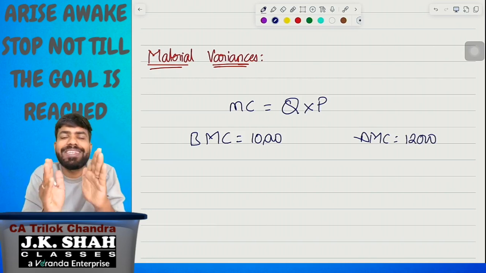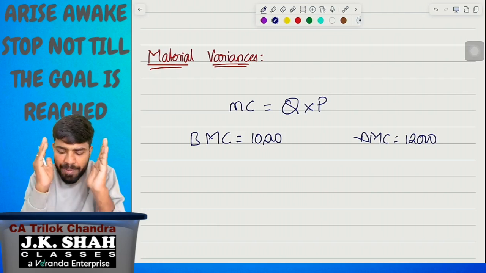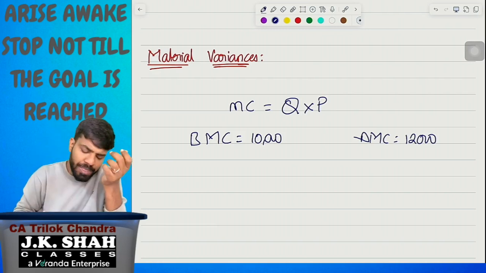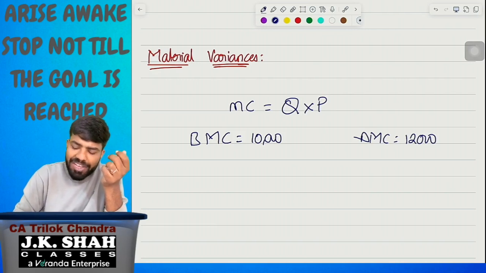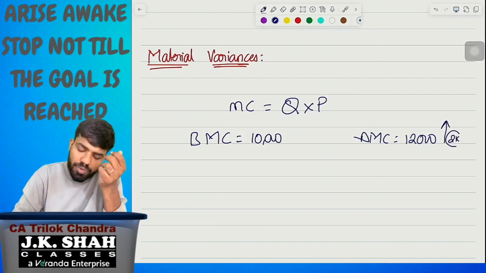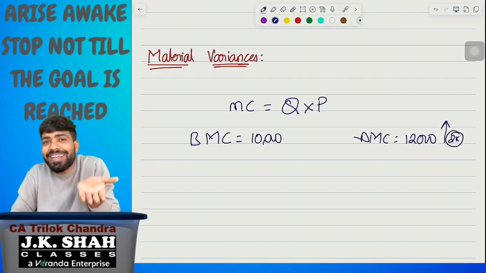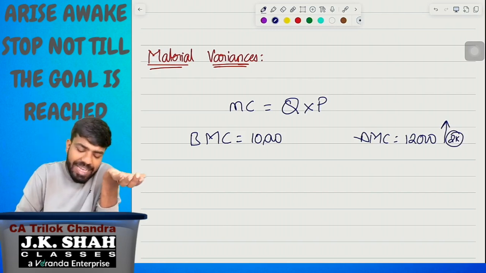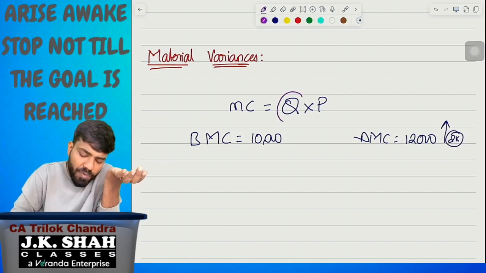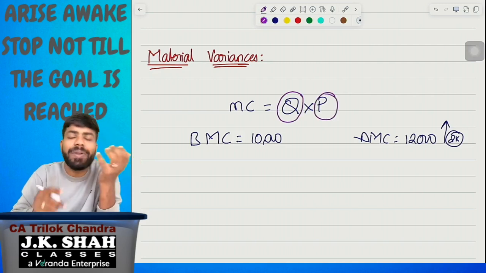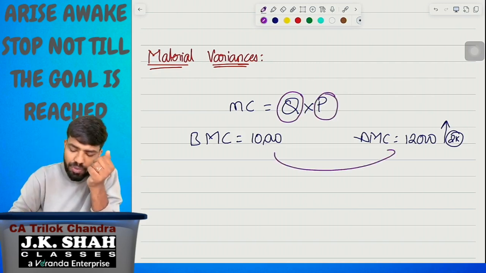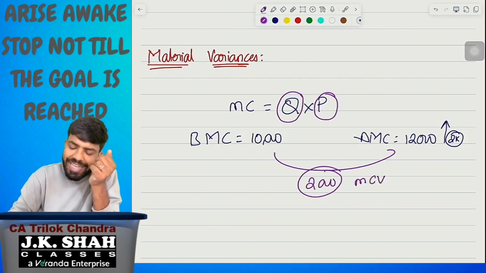One thing you need to understand properly. Budgeted material cost is 10,000 and actual material cost is 12,000. There is an increase of 2,000 in the actual material cost. That increase happened maybe because of quantity or maybe because of price. The difference is 2,000, and this 2,000 will be called the material cost variance.